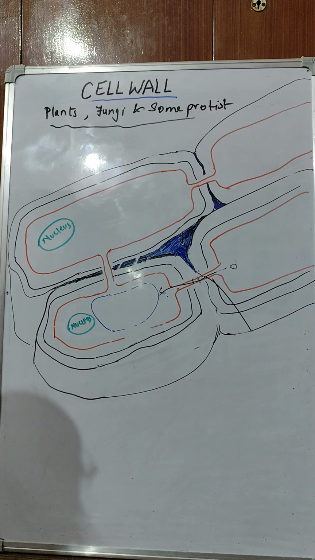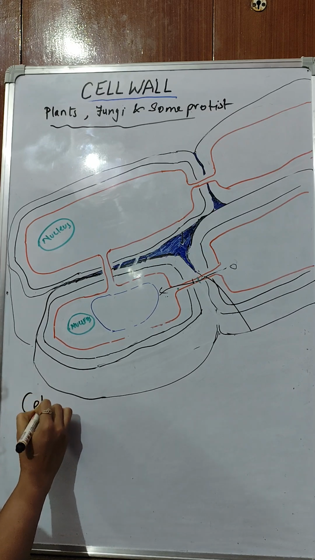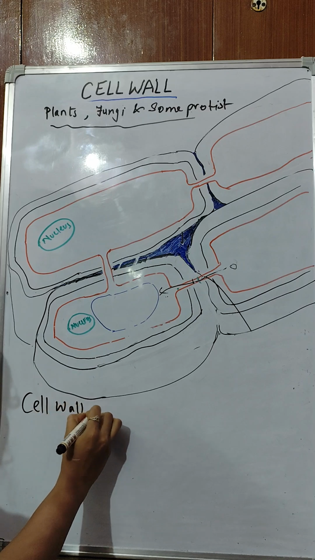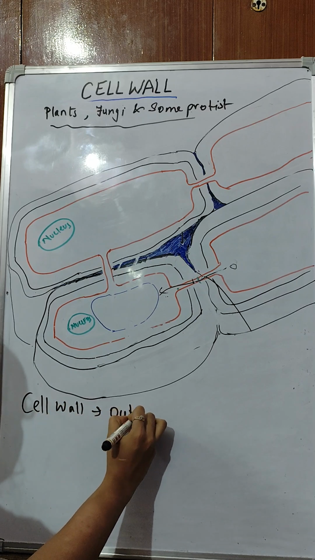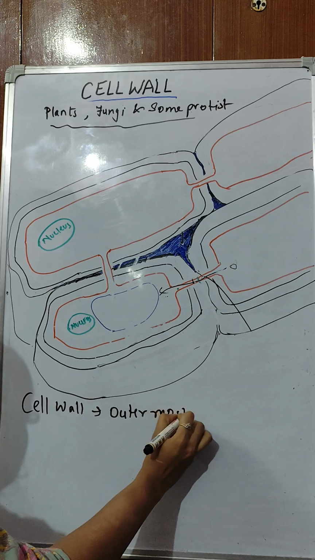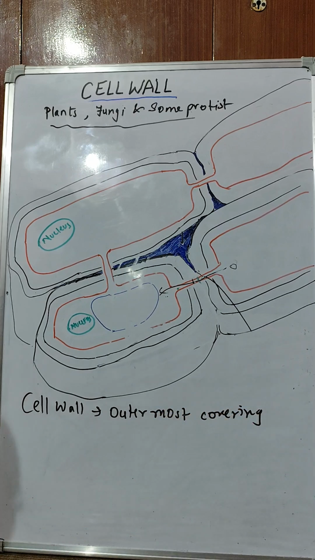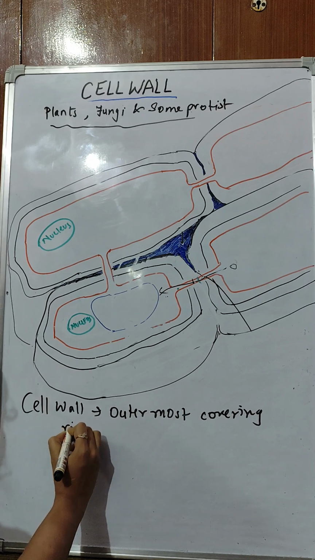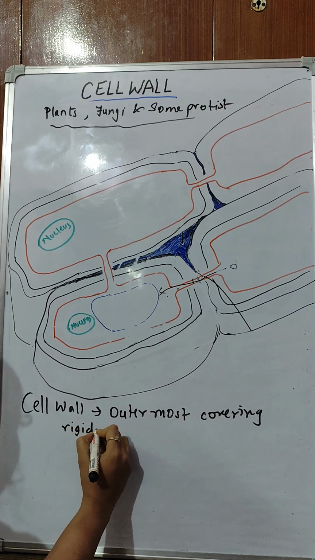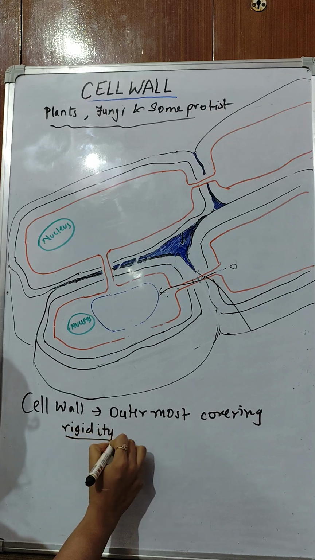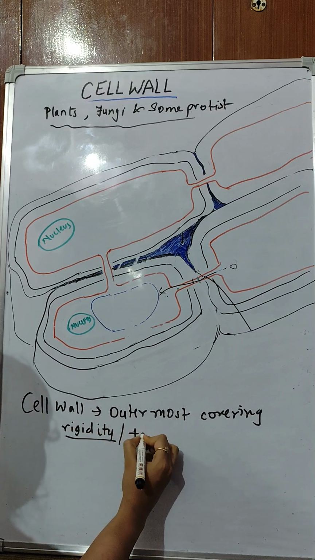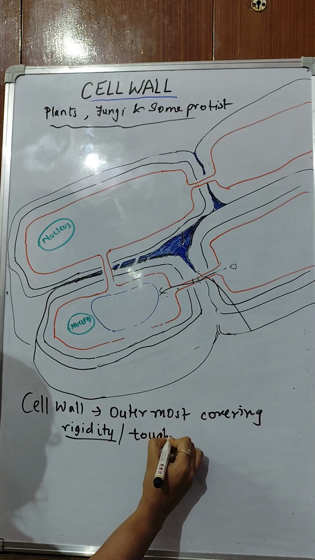Let's get started. Cell wall, as I told you, is the outermost covering of the cell, and it is a semi-transparent, supportive, protective layer which provides rigidity. What do you mean by rigidity? What does it mean? It means it provides toughness to the cell.